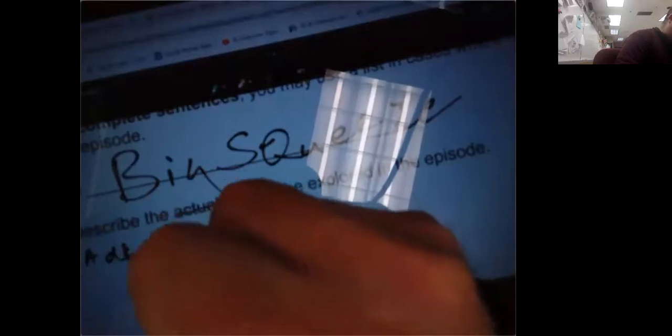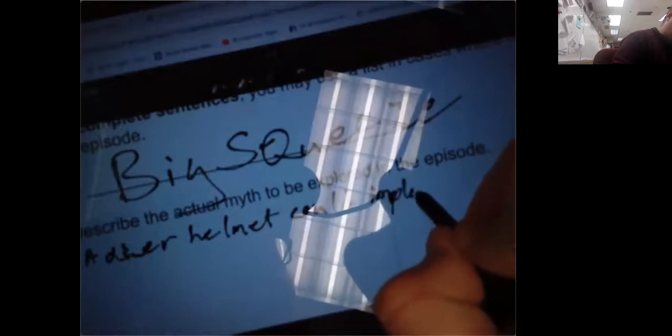But even my terrible handwriting, you can see if I take my time with it, it's decent enough to see. And the more you zoom in, describe the actual myth: a diver helmet could implode or collapse if loss of pressure inside.